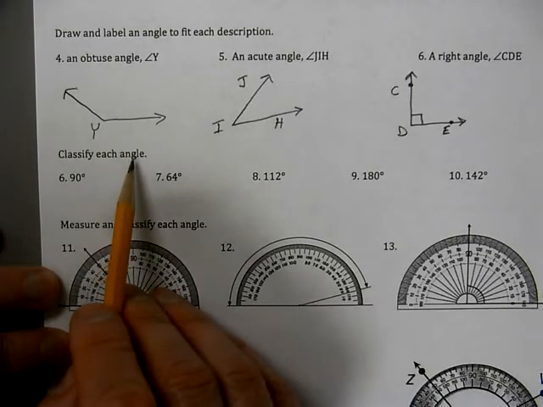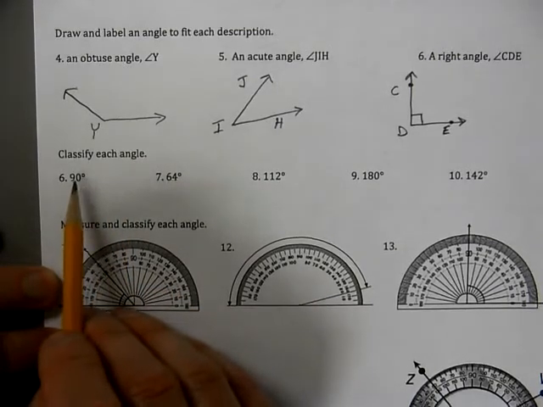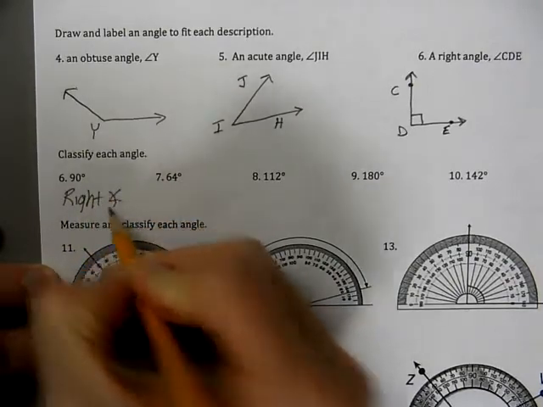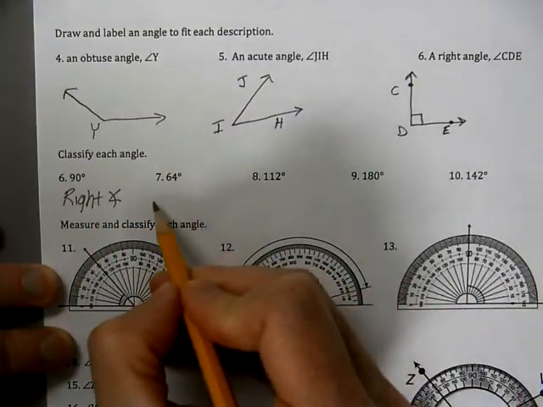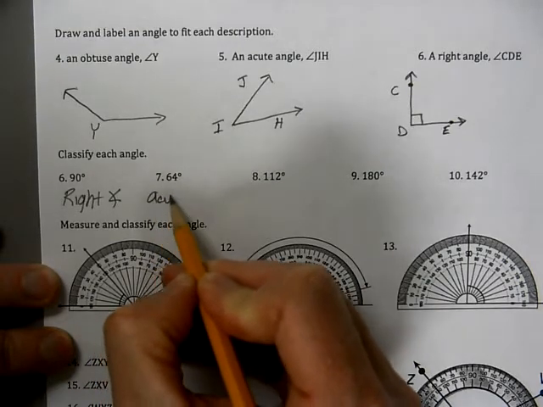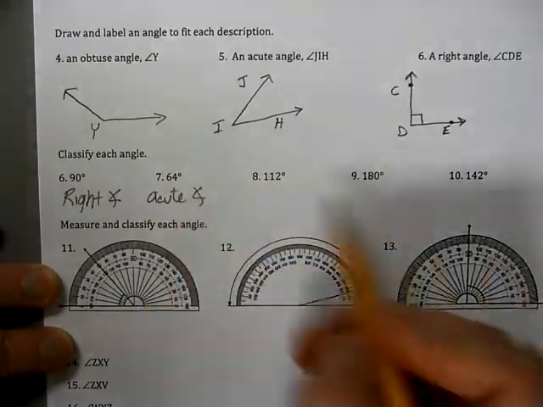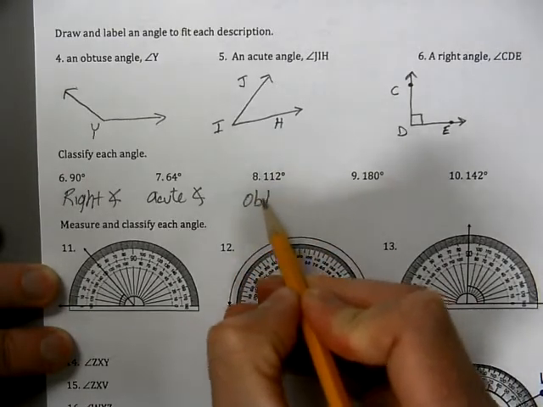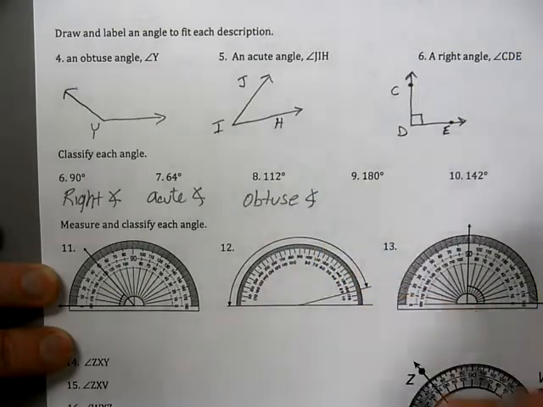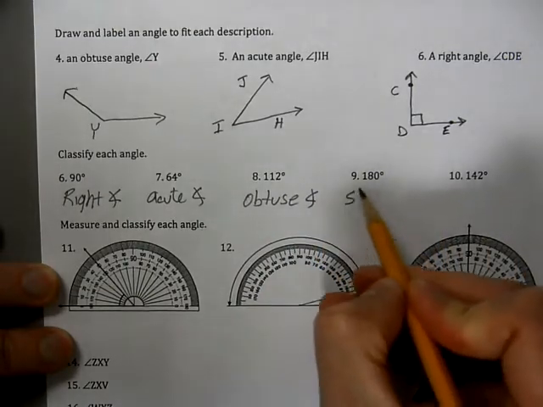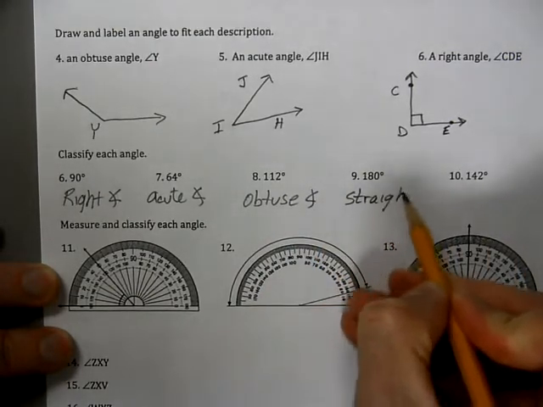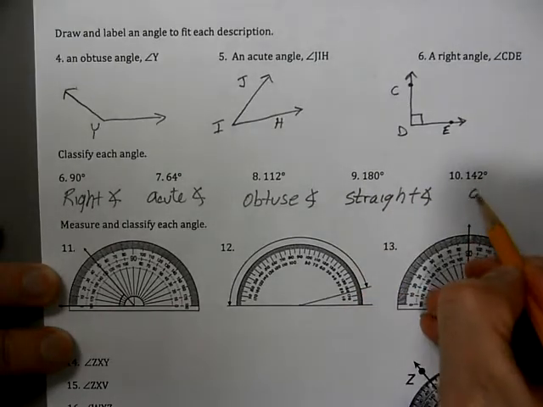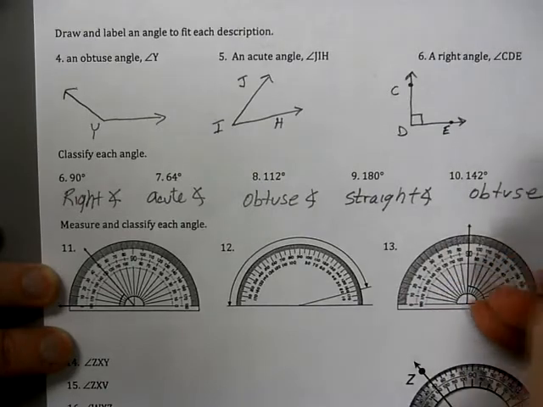We're going to classify each angle. If there was an angle that was 90 degrees, we'd call that a right angle. If there was an angle at 64 degrees, we'd call that an acute angle. An angle at 112 degrees, that would be an obtuse angle. 180 is a straight angle. And 142 degrees is obtuse.